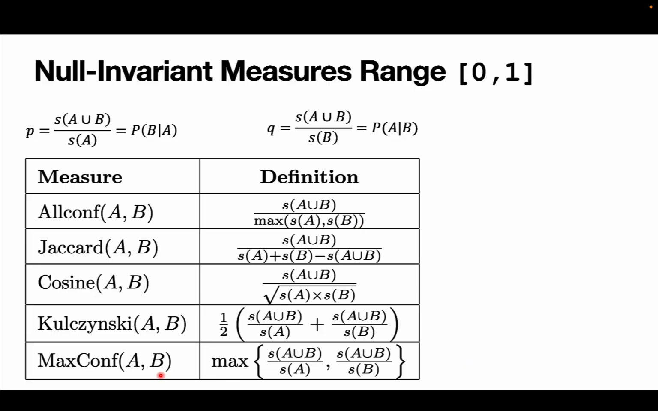Let's jump to MaxConf, which measures the stronger directional confidence between A may lead to B or B may lead to A, which means higher MaxConf means at least one direction has a strong association. Jaccard quantifies the degree of the overlap between two items A and B, intersection divided by the union. Cosine is the geometric mean and Kulczynski is the arithmetic mean.